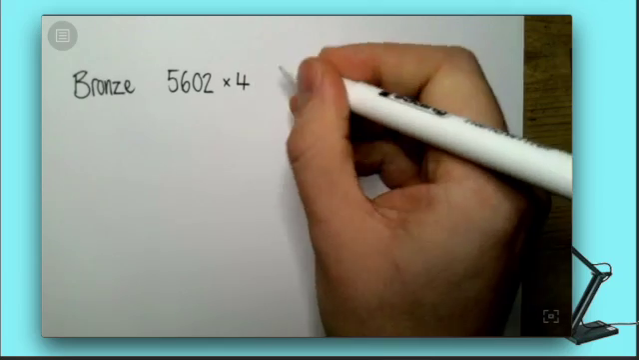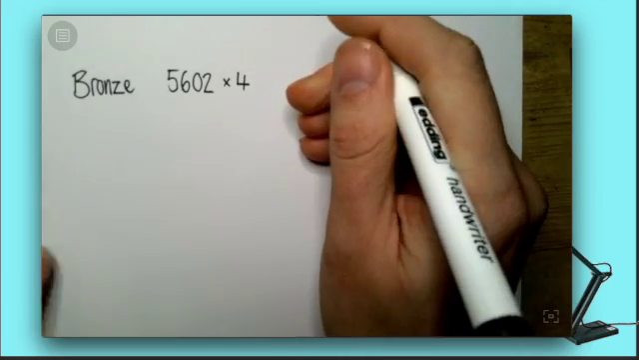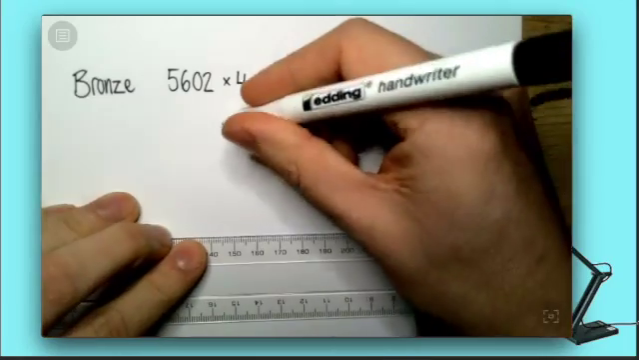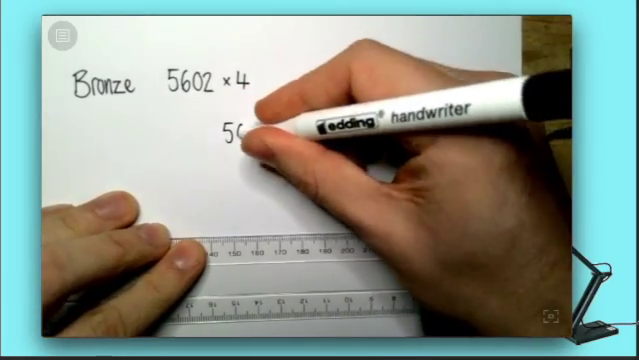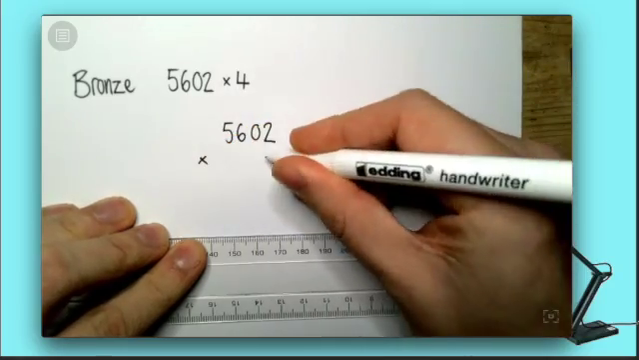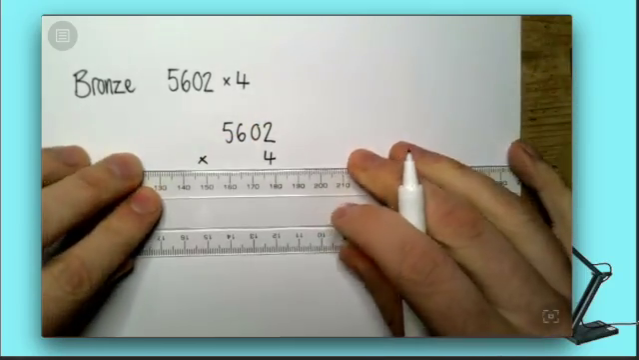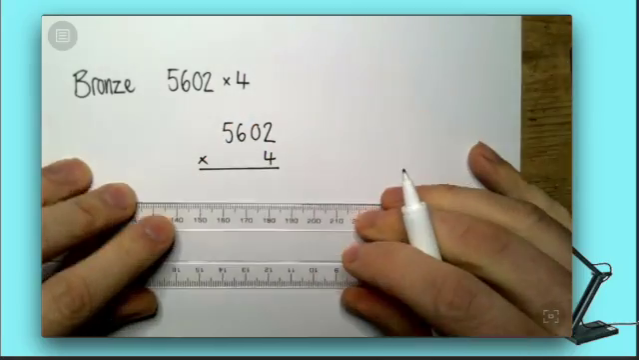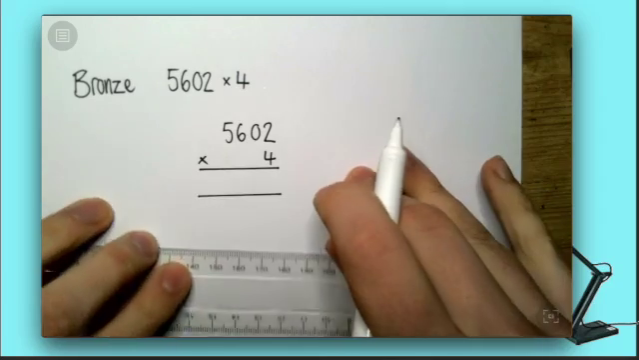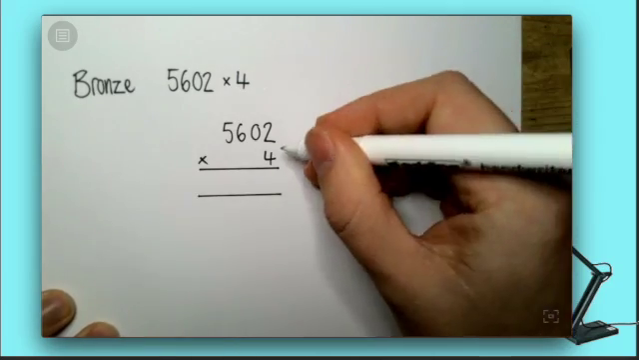Now when I'm writing them out, I don't write them out like this. I need to write them in a column, because it's column multiplication. So 5,602 times 4. Underline. I'm using a pen today because my pencil didn't show up on the screen, but obviously in your books try and use a pencil if you can.